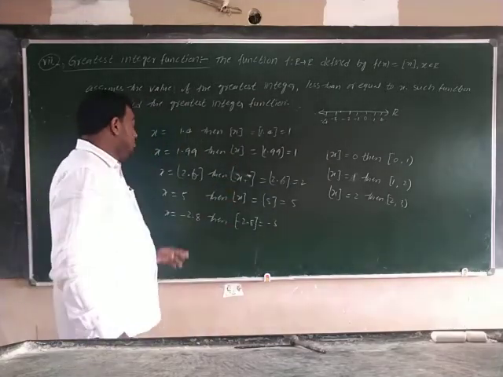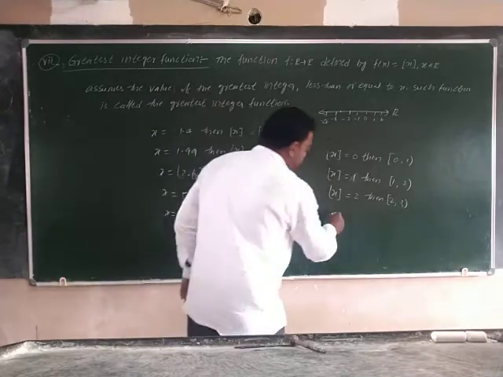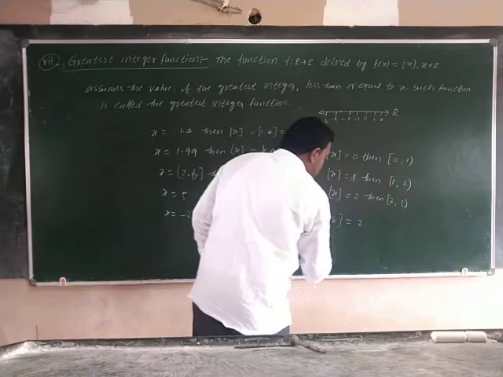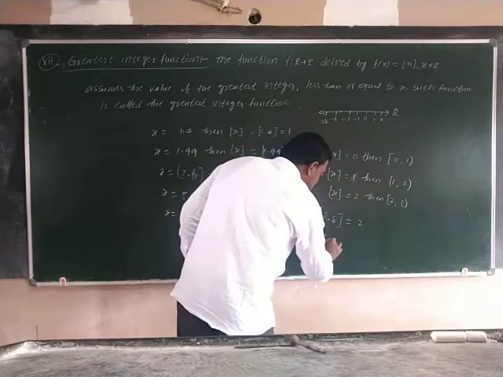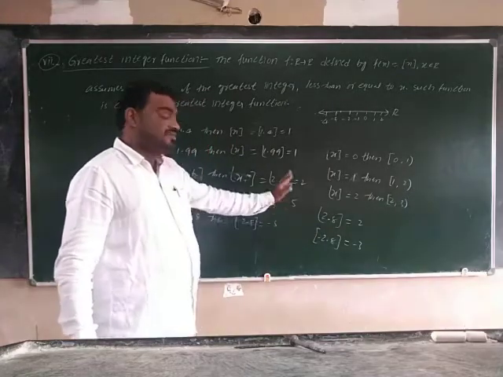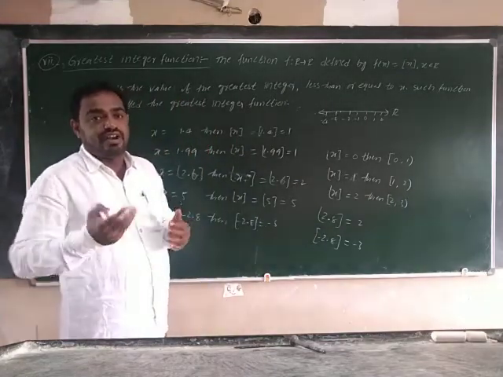You observe, if it is positive, for example, the greatest integer of 2.8 is equal to 2, but the greatest integer of minus 2.8 is equal to minus 3. You observe the difference. Why are we writing like this?